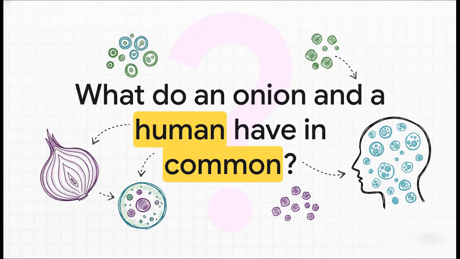Okay, let's kick things off with a bit of a riddle. What on earth do you and an onion have in common? I know, it sounds like the start of a bad joke, right? But the answer is actually pretty amazing. You're both made of trillions of tiny, living building blocks called cells. They're the foundation of literally every living thing.